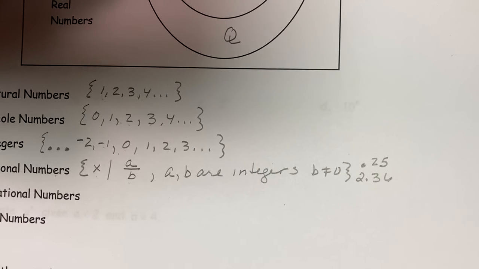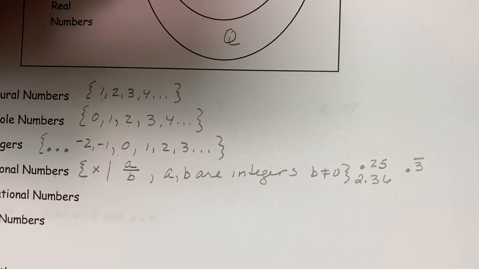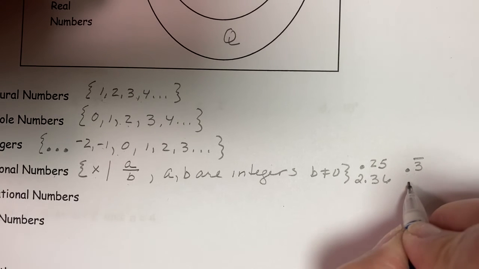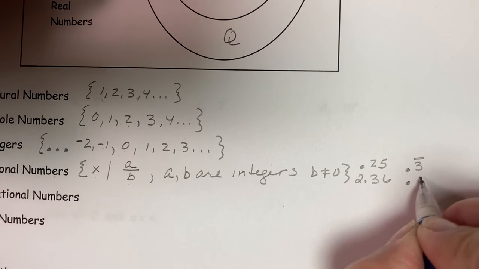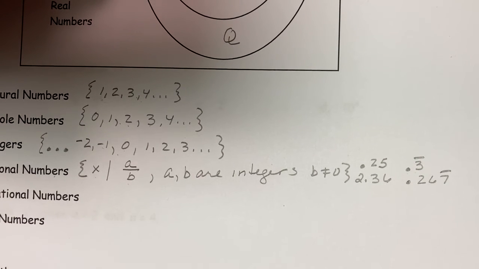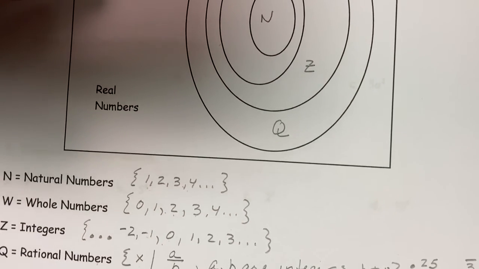But wait, that's not all decimal-wise. Any repeating decimal can also be written as a fraction. If you took Math 45, you'll remember that 0.3 repeating is actually 1/3. Any repeating decimal, so even something like 0.267, where only the 7 repeats, as long as that is a repeating decimal, it can be written as a fraction, therefore it is rational. So rational numbers are a huge set of numbers.